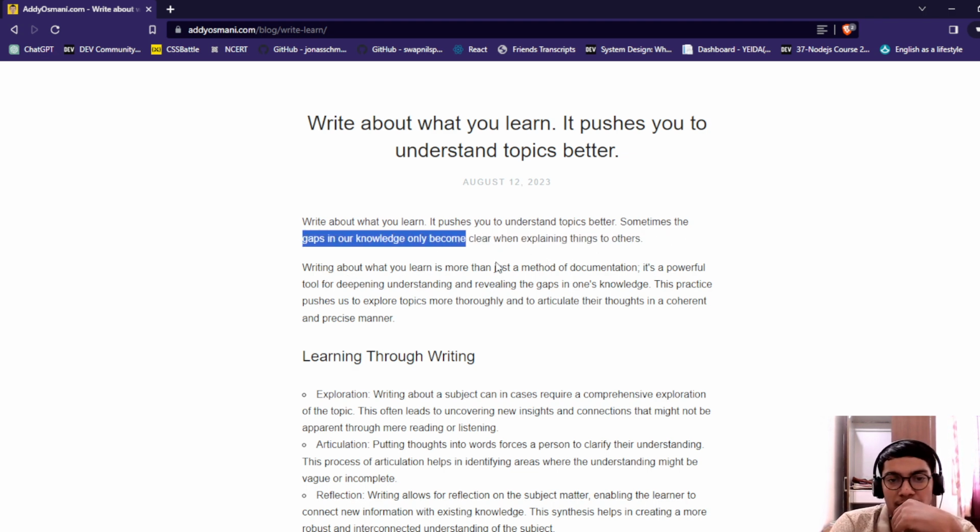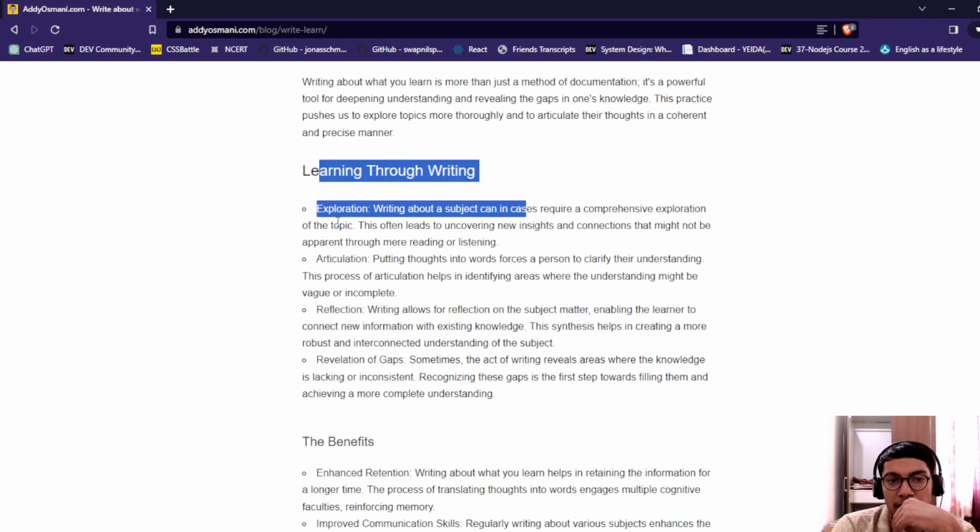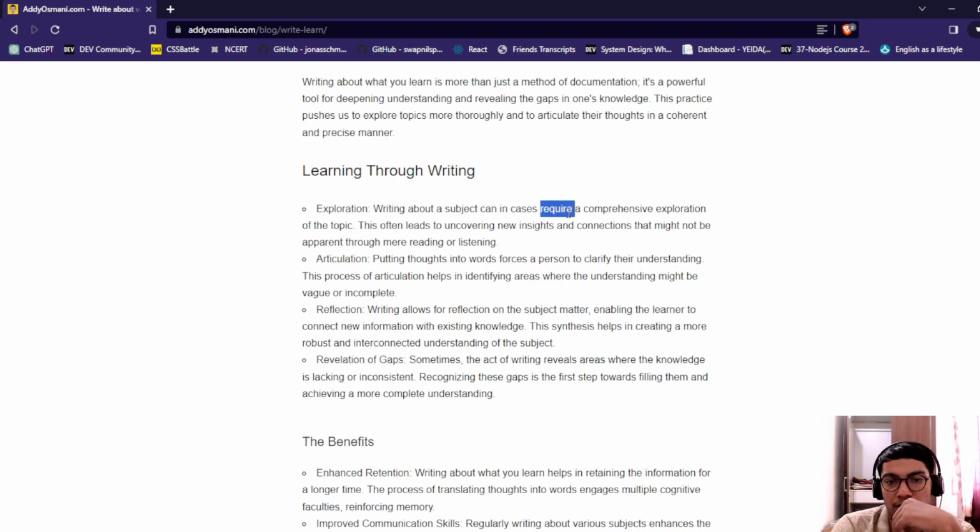Writing about what you learn is more than just a method of documentation. It is a powerful tool for developing understanding and repairing the gaps in one's knowledge. The practice pushes you to explore topics more thoroughly and think in a coherent and precise manner. Writing about a subject requires a comprehensive exploration of the topic. This often leads to uncovering new insights and connections that might not be apparent from mere reading and listening.